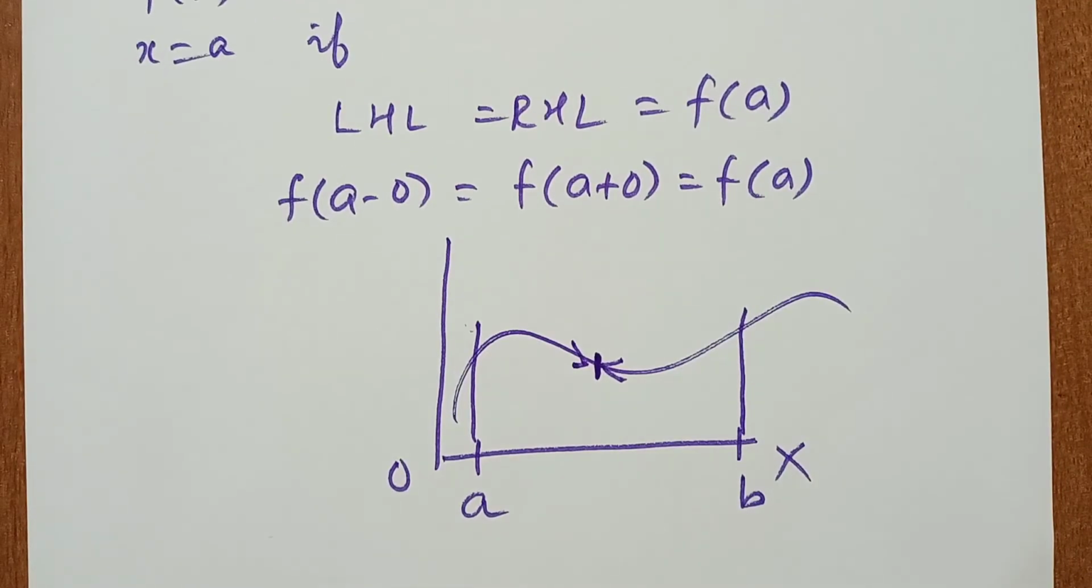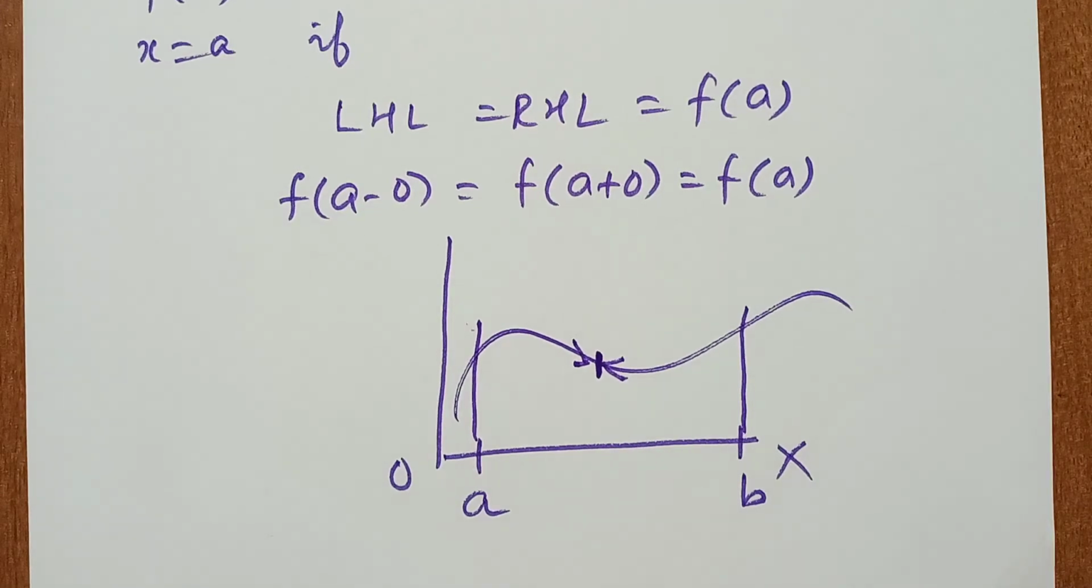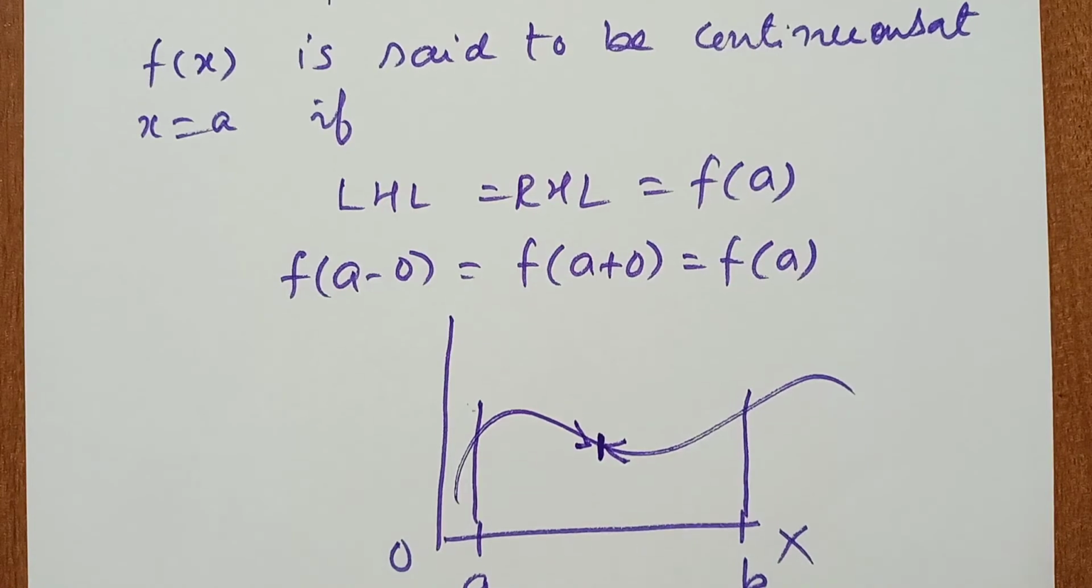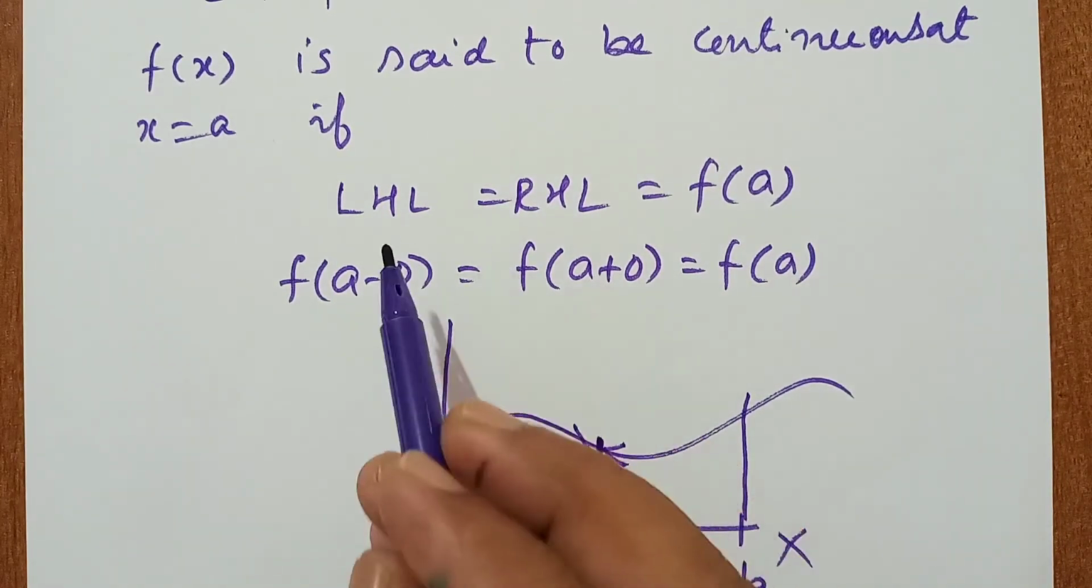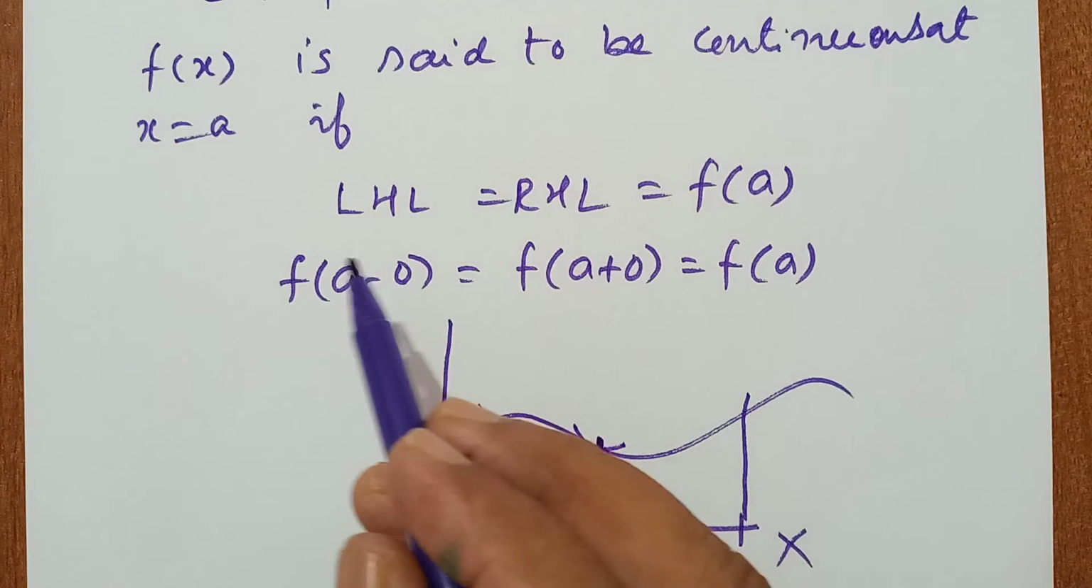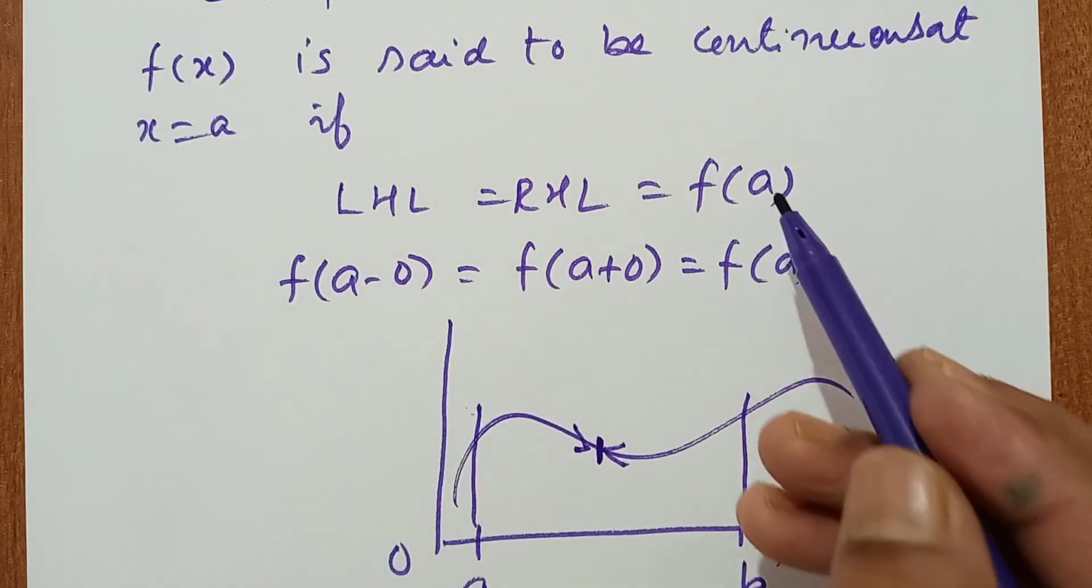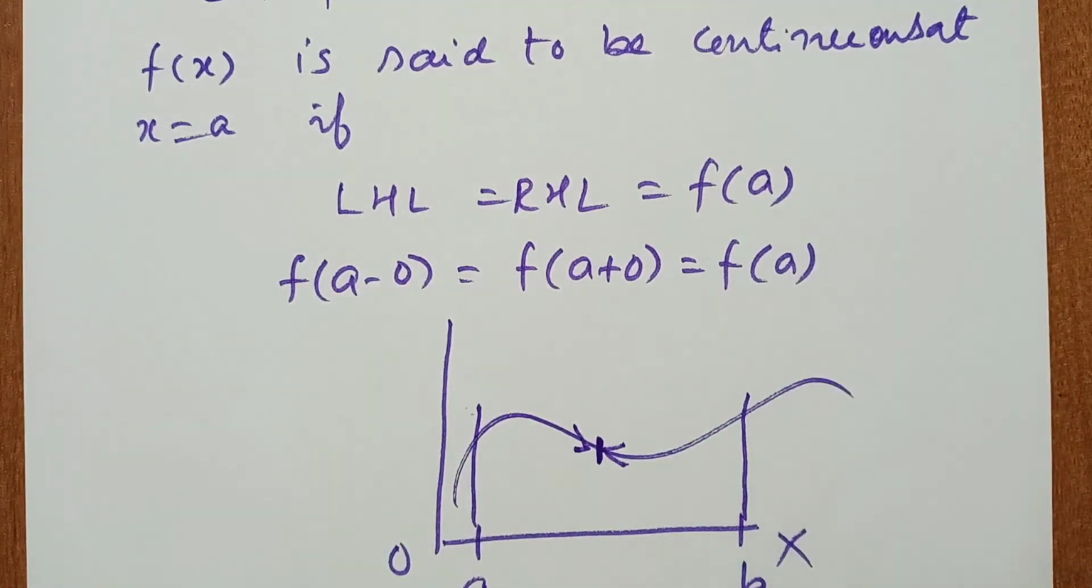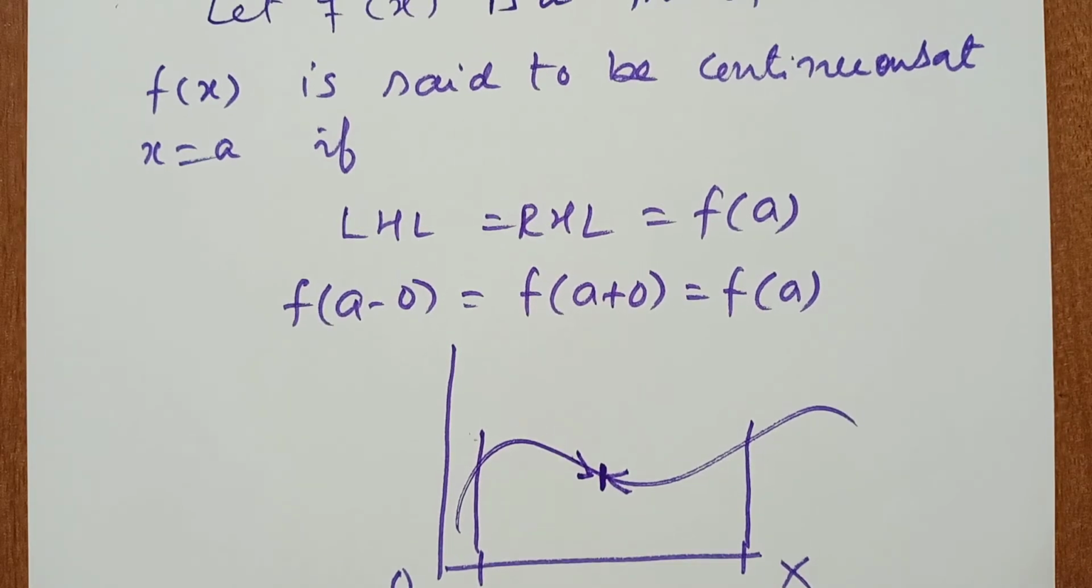So how do we calculate whether any given function is continuous or not? First we check the left hand limit and right hand limit. If both limits are equal, then we say the limit exists. And if the value of the limit is equal to the value of the function at x is equal to a, then we say the function is continuous. So this function is continuous because there is no break. Okay, so this is the definition of a continuous function.